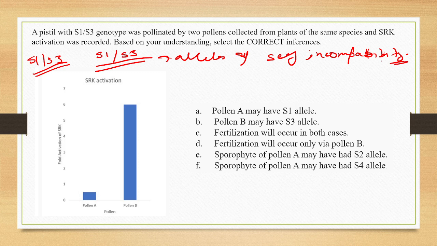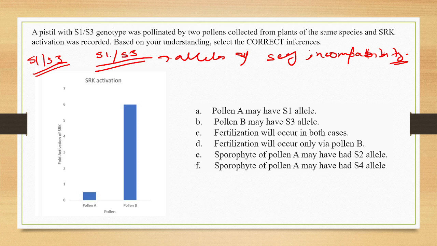Now, two pollens, likely from plants with different S alleles, were used for pollination, and SRK, that means S receptor kinase activation, was observed. That means a female reproductive organ, the pistil, was pollinated by two pollens collected from plants of the same species, and the genotype of the pistil is S1 S3. Then SRK activation was recorded. So SRK activation is a key step in self incompatibility.